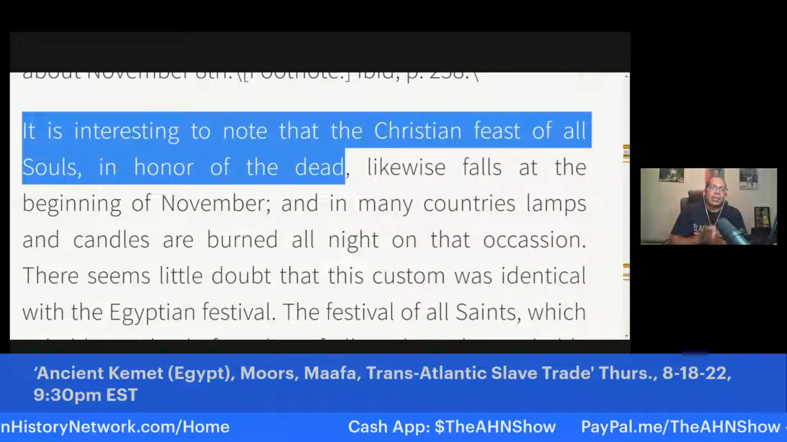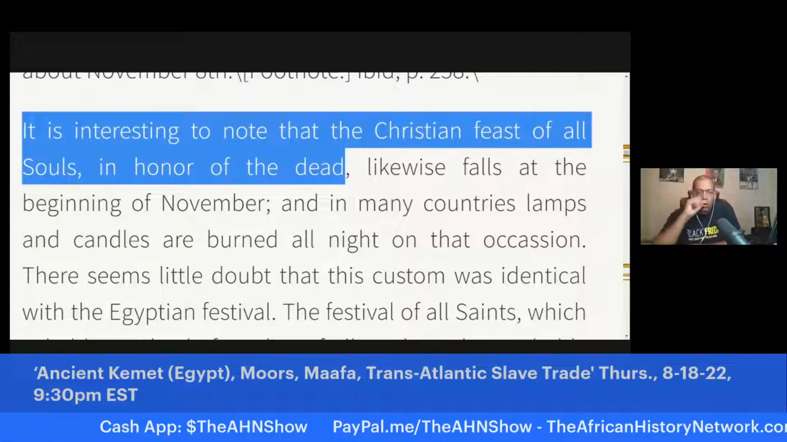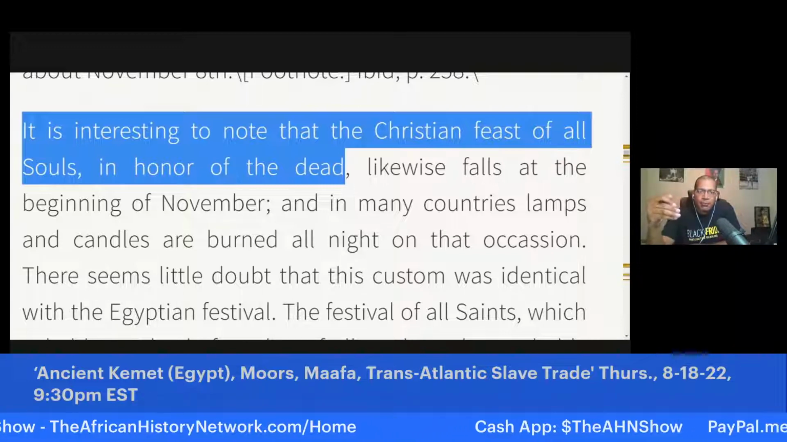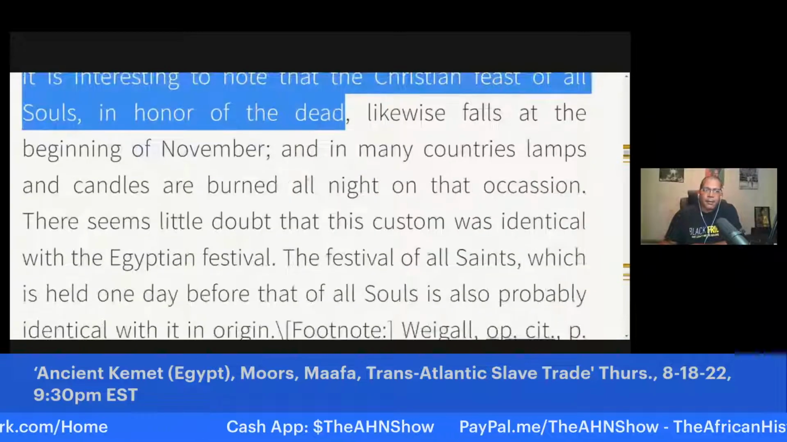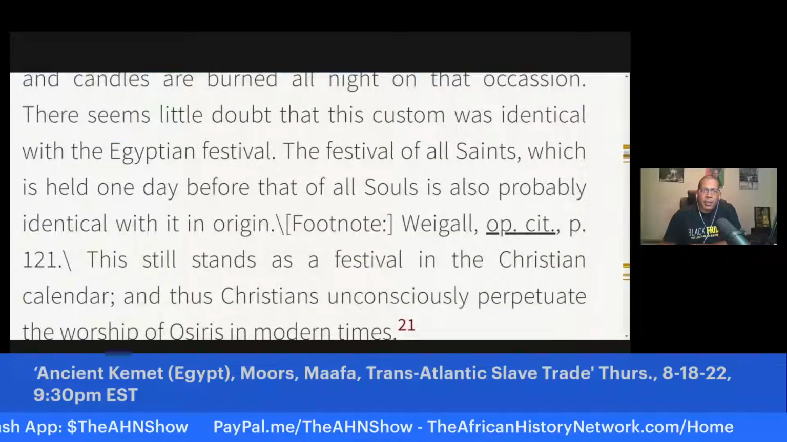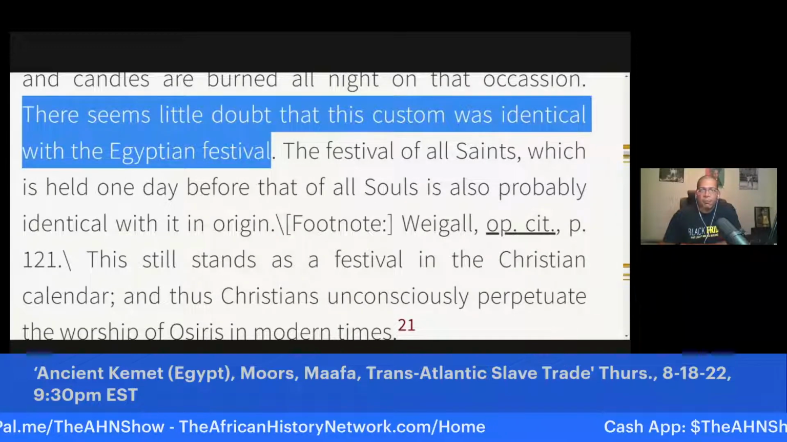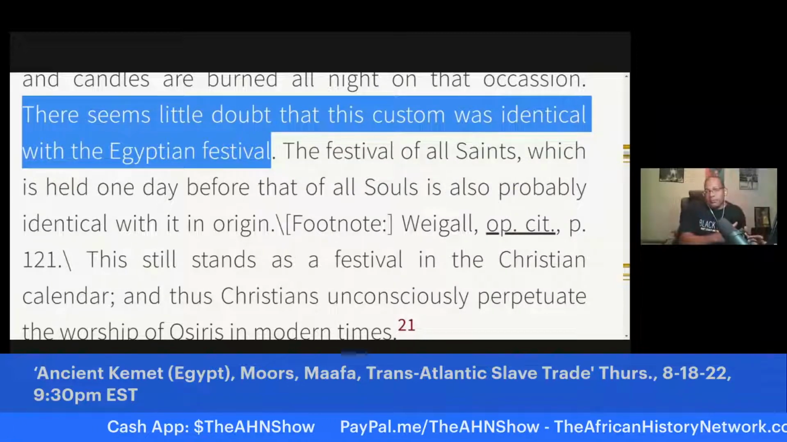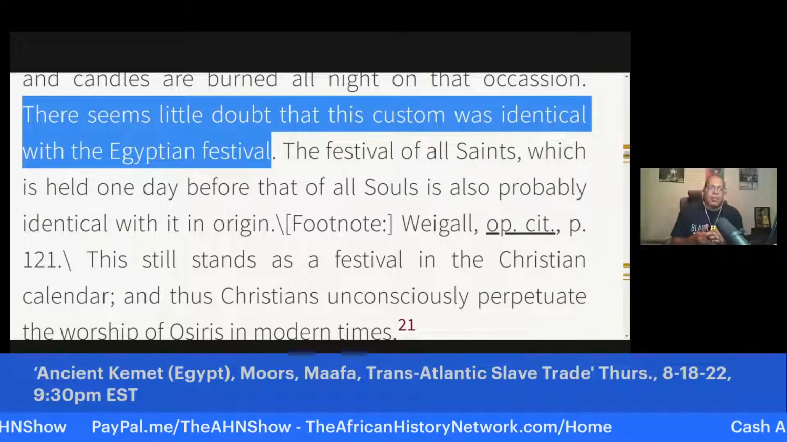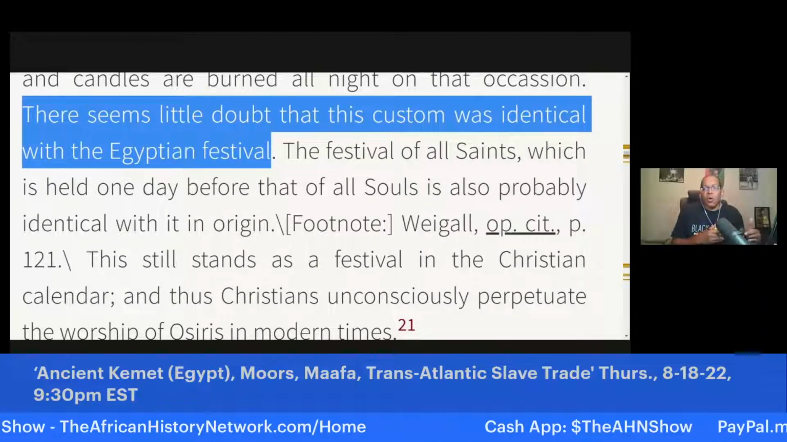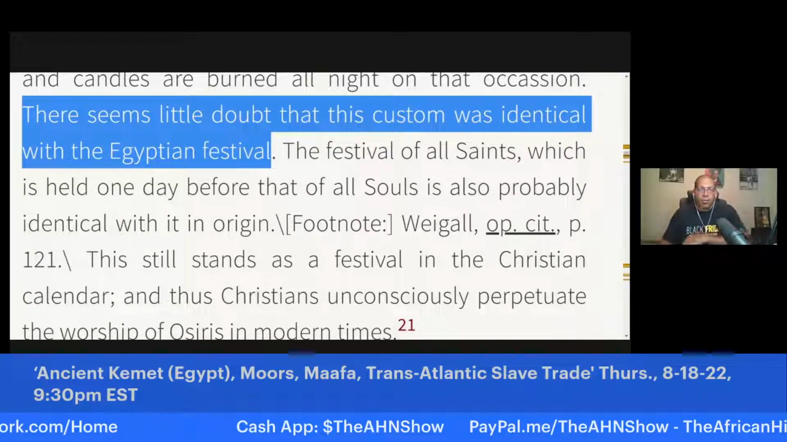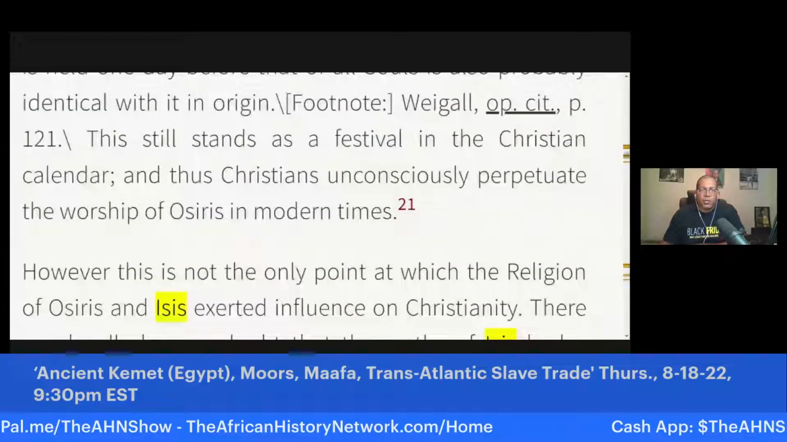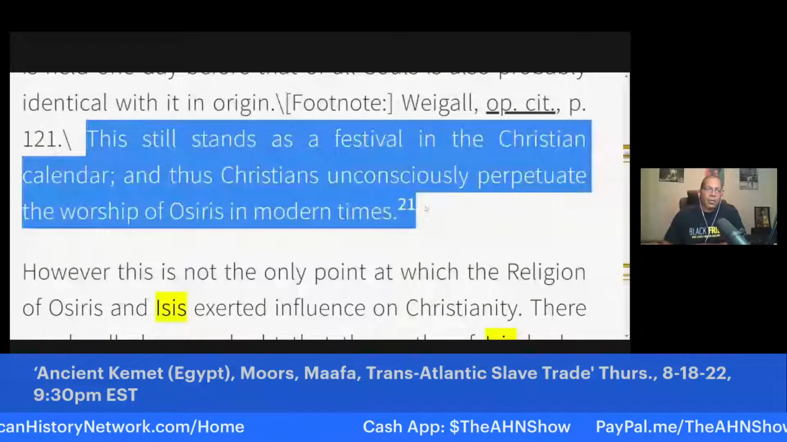blurred. It is interesting to note that the Christian feast of All Souls in honor of the dead likewise falls at the beginning of November, and in many countries, lamps and candles are burned all night on that occasion. There seems little doubt that this custom was identical with the Egyptian festival. The festival of All Saints, which is held one day before that of All Souls, is also probably identical with it in origin. This still stands as a festival in the Christian calendar, and thus the Christians unconsciously perpetuate the worship of Osiris in modern times.